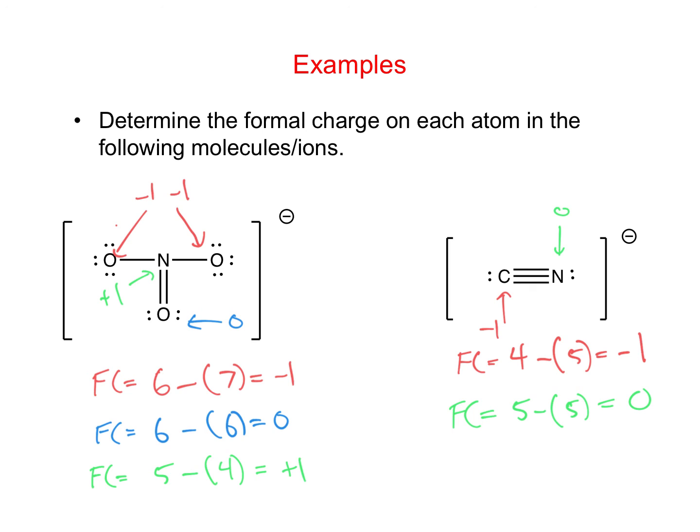And so you can see the usefulness of formal charges. They tell us what regions of the molecule are going to tend to be negative and what are going to be positive. And so we can use that along with electronegativity when we're considering the electron structure of molecules.